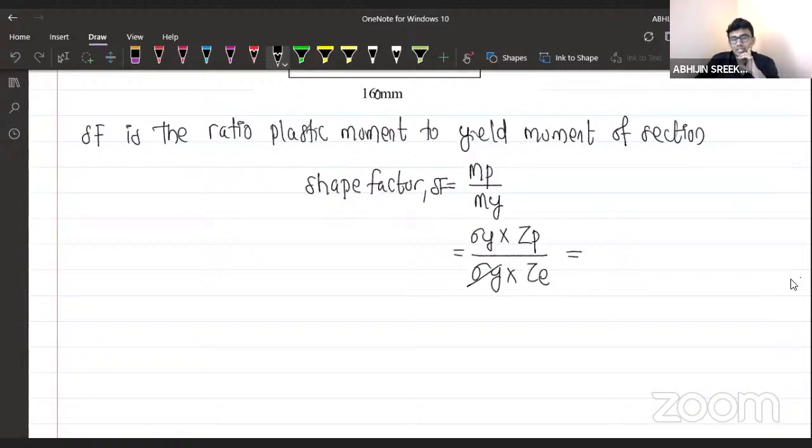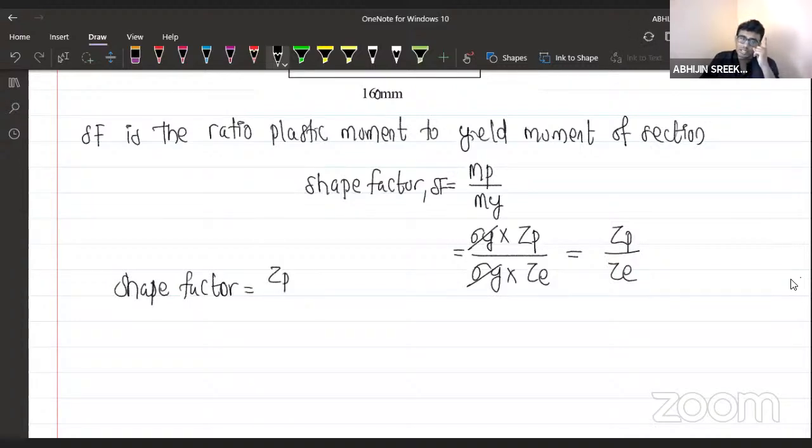From that I can cancel these things out. It will come out to be ZP divided by ZE. The shape factor, as I told you, is the ratio of plastic moment to elastic moment. Right now I can say shape factor can also be defined as the ratio of plastic section modulus to elastic section modulus.